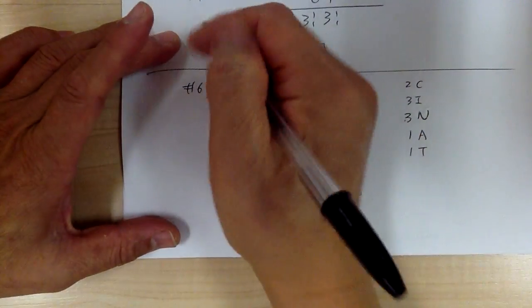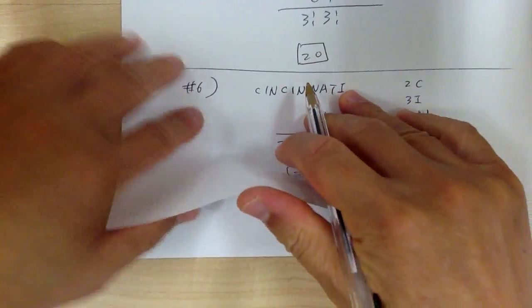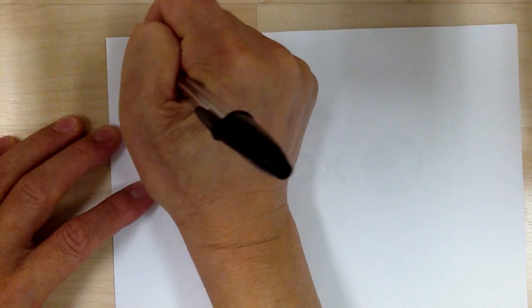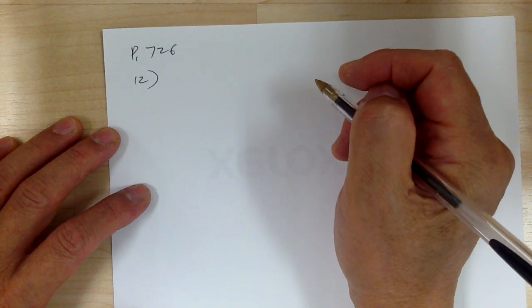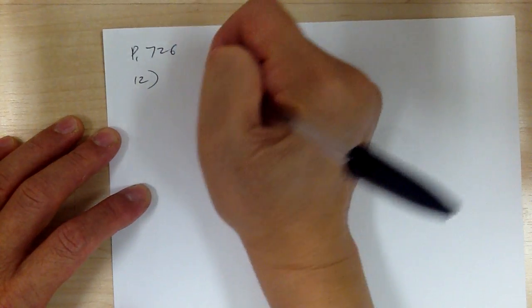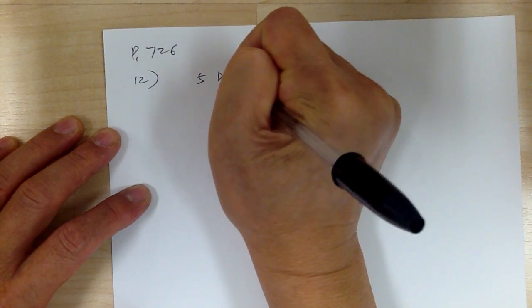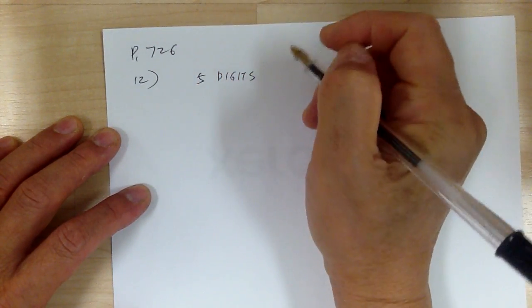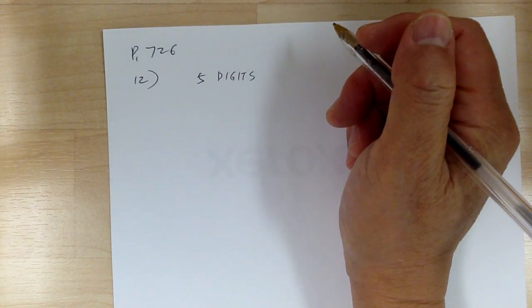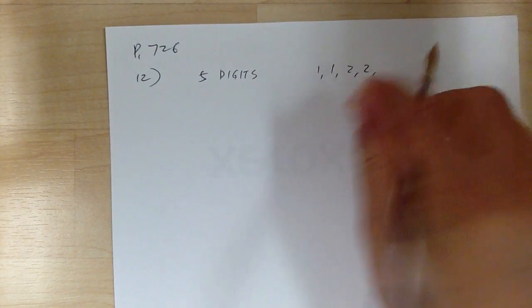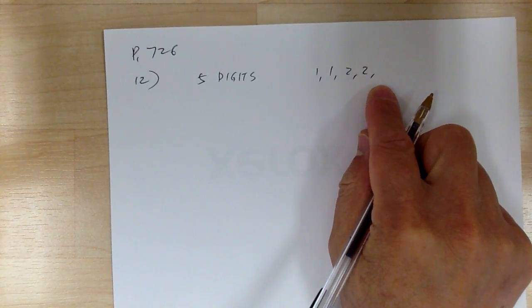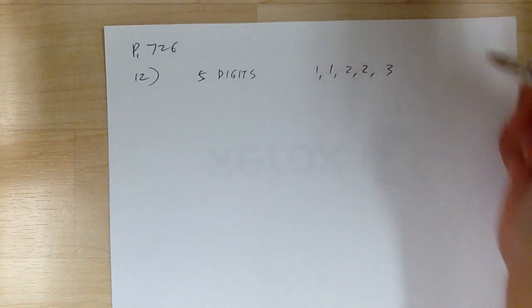Now let's go to number 12. It says, how many 5-digit integers can be made from each case. So you're looking for 5-digit integers. It says 1 and 2 may be used twice, so you have 1, 1, 2, 2, each one can be used twice. And 3 may be used once. So this is what you have.